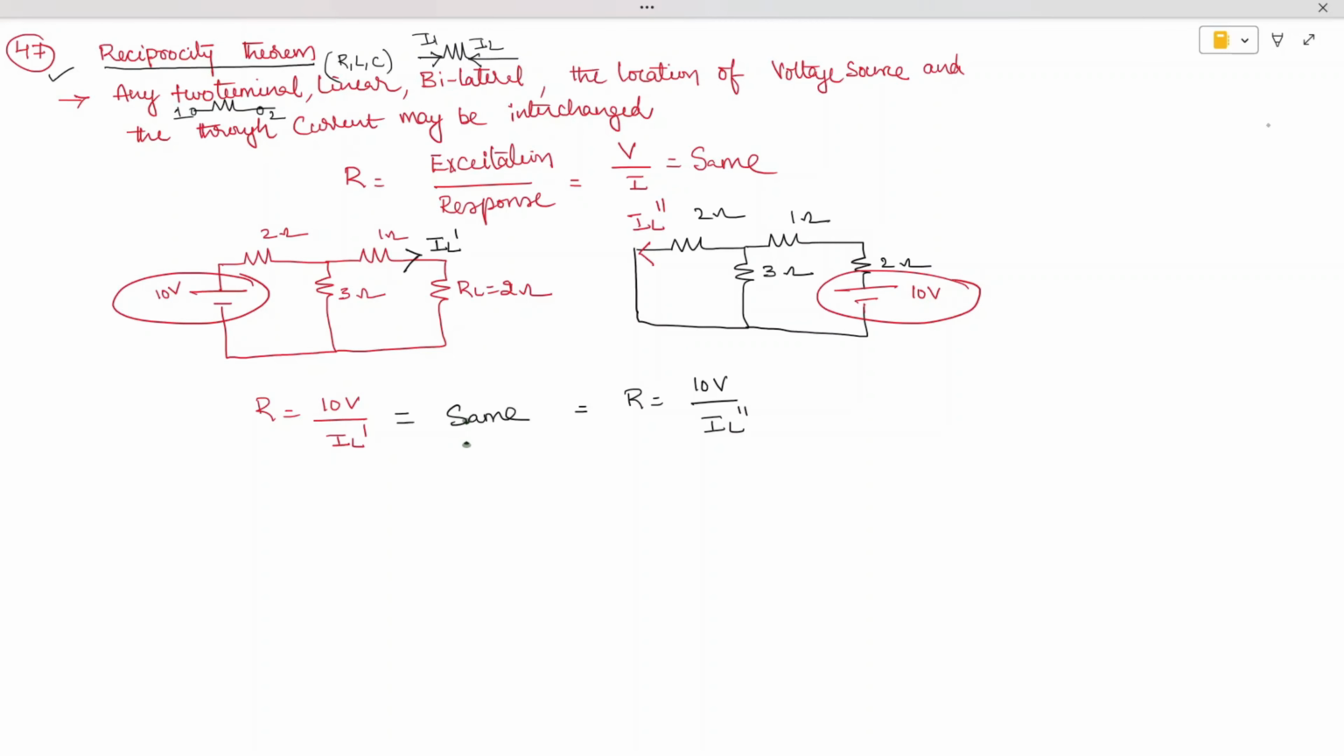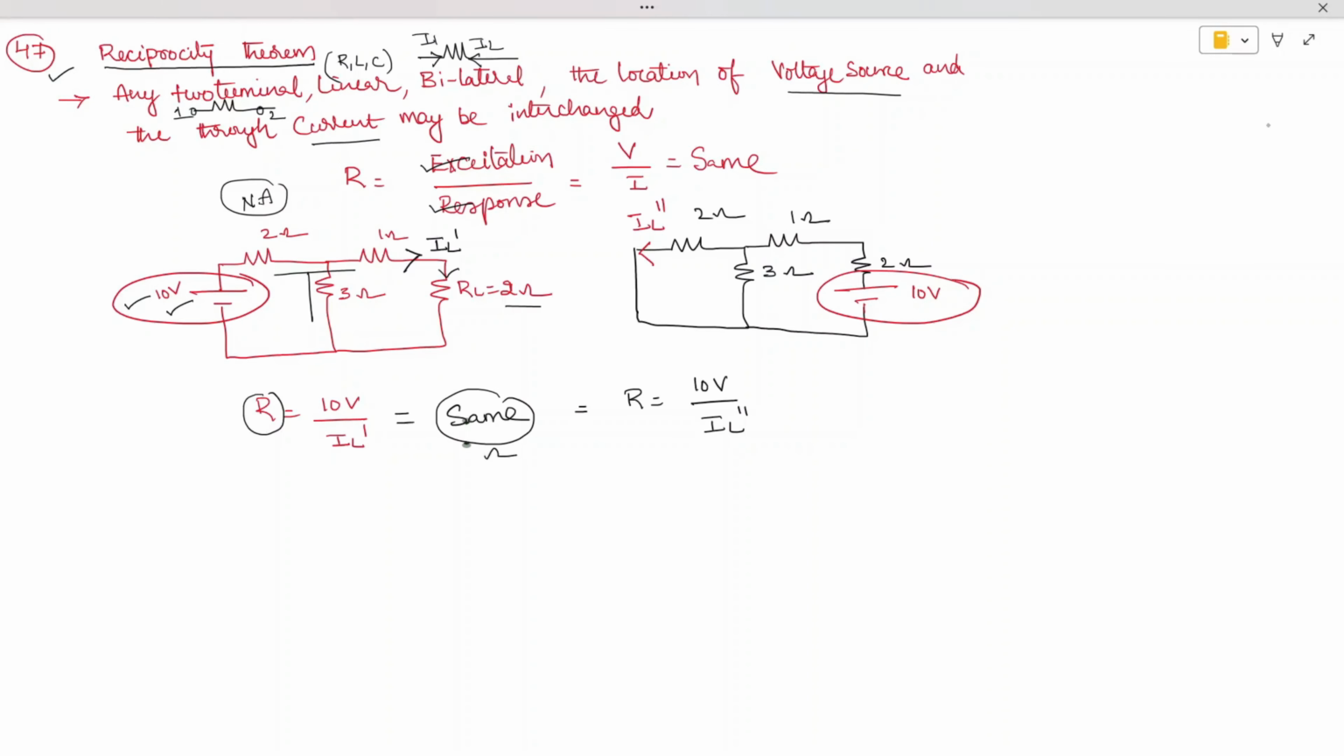Sir, how to understand this, the location of voltage source and current may be interchanged? On the input side I applied 10 volts, and this is the T network given to us. The current flowing in this branch is IL dash, I am assuming. Therefore, the excitation to the response remains the same. Excitation means how much voltage I applied: 10 volts. What is the current? I have to find the current by using nodal analysis and substitute here. Then I will get some resistance, in terms of ohms.